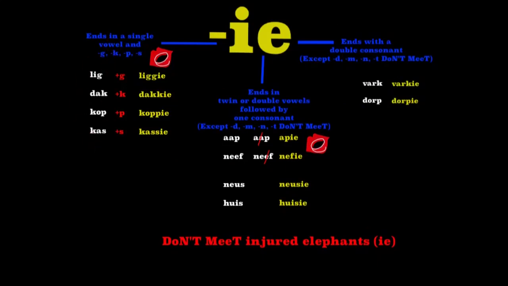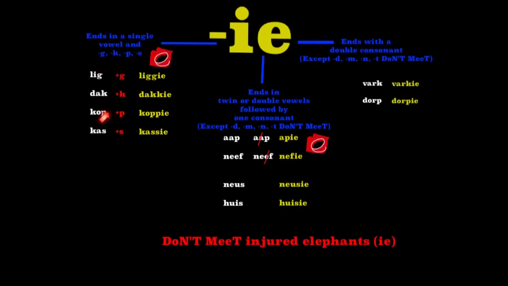For the first group, I've chosen the words lig, dak, kop, and kas. So light, roof, head or hill, and cupboard. And because all of these are short vowels, if we just add "ie" straight onto the end of it, it's going to lengthen the vowels. And ligie and dakie and kopie and kasie are not going to sound right. They don't sound like their original words.